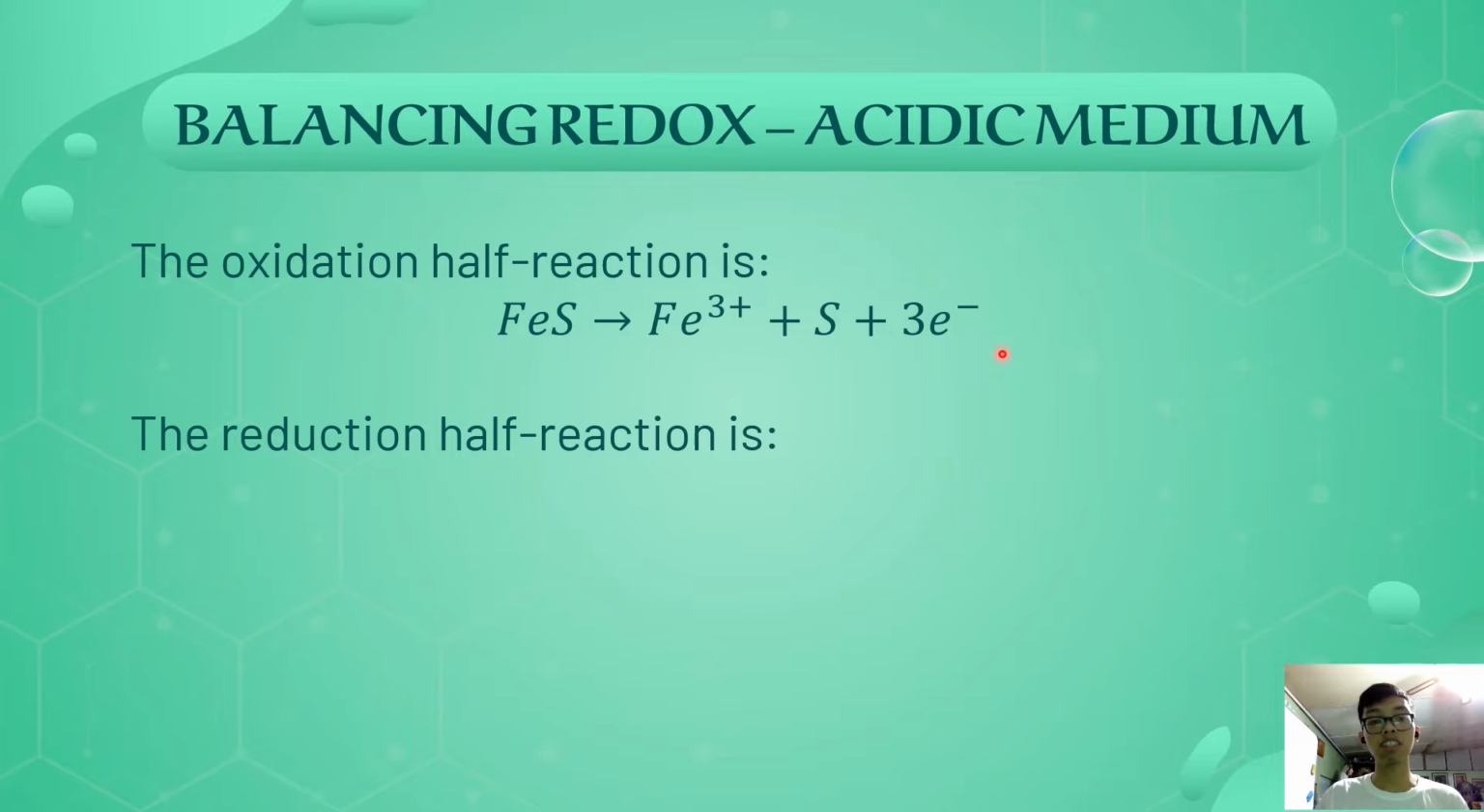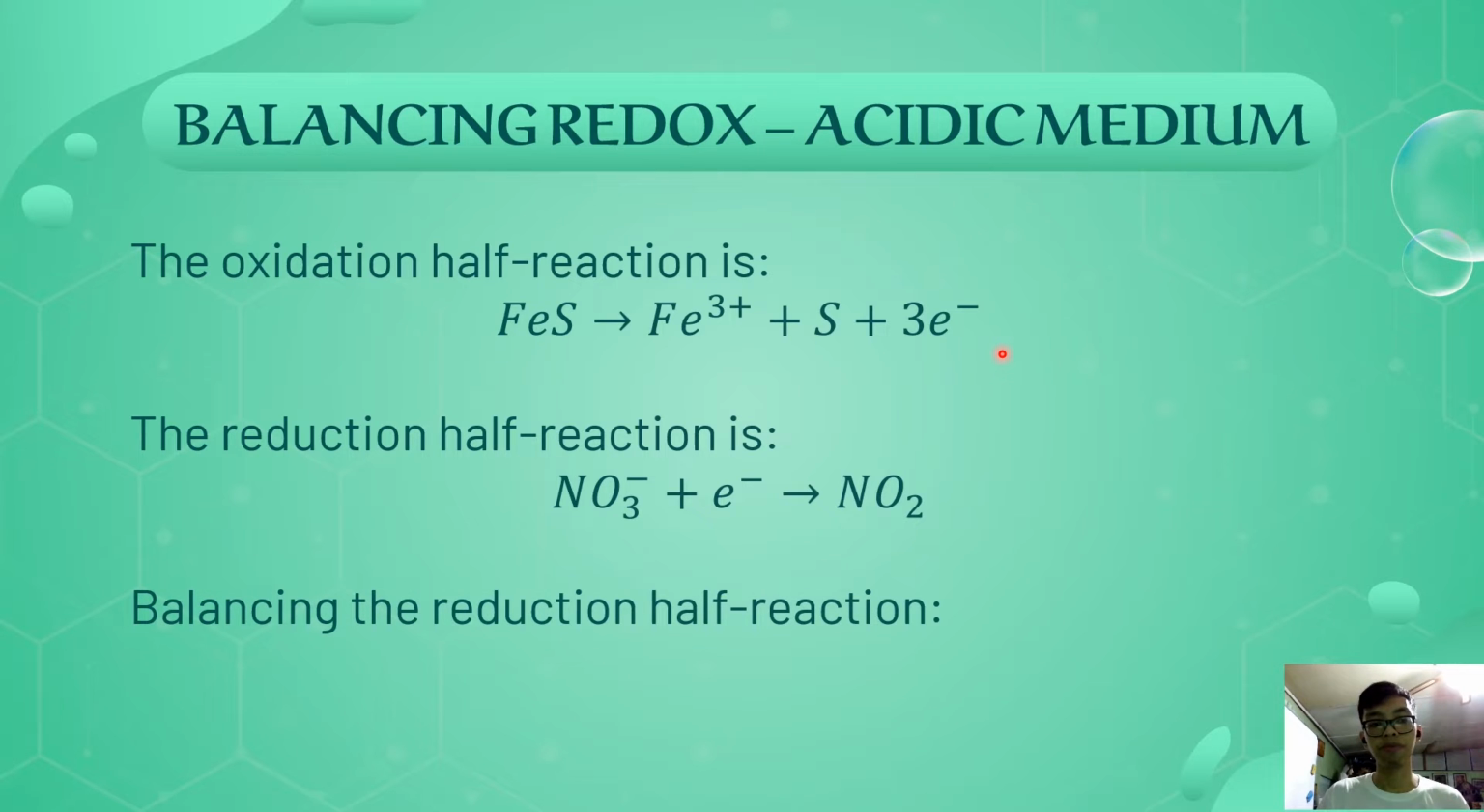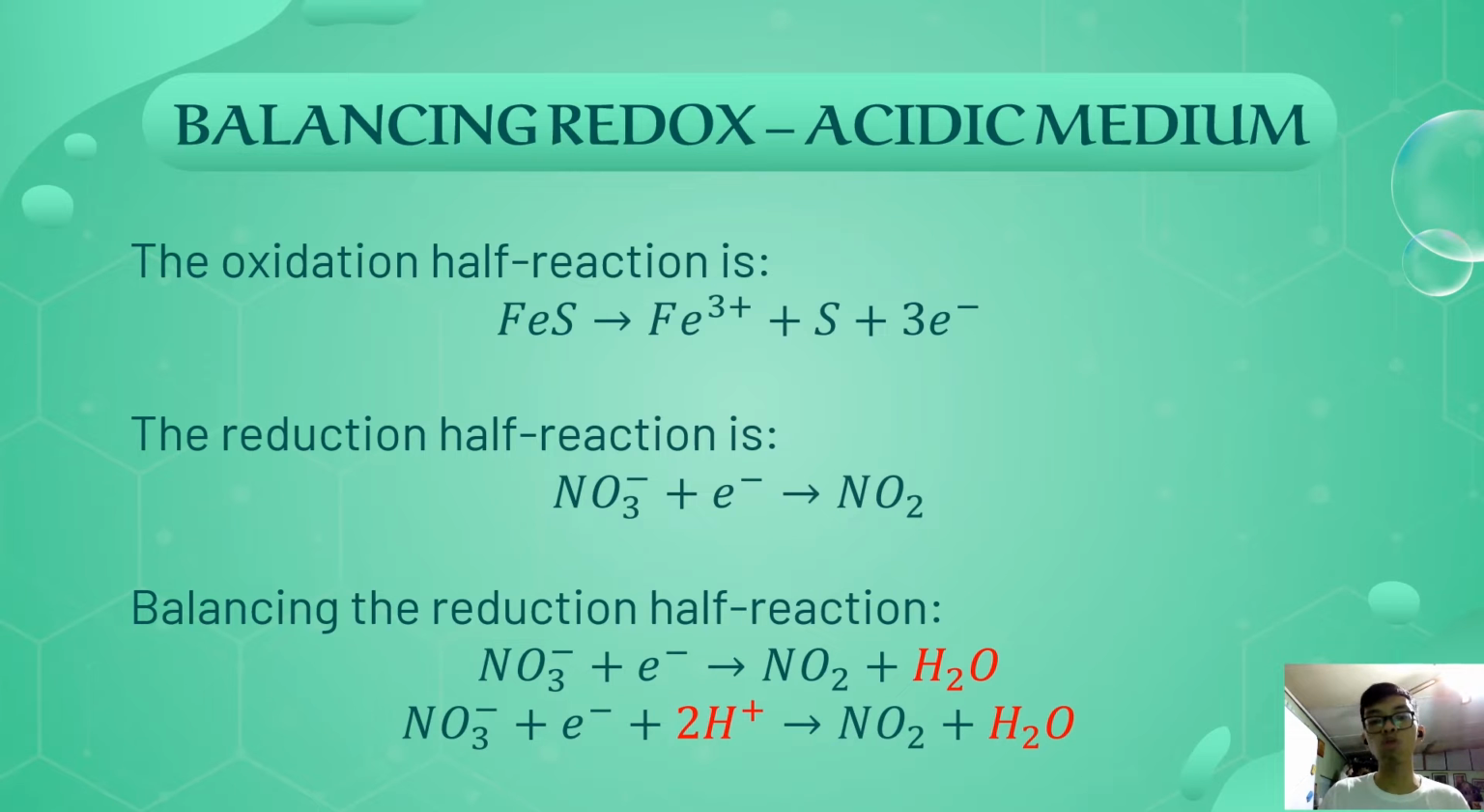Now the reduction half reaction is the NO3, wherein NO3 minus gains 1 electron to form NO2. But this is not yet balanced, so to compensate for this, we will be adding water molecules. So balancing the reduction half reaction, we added a water molecule on the right side to balance the number of oxygen atoms, and to counterbalance the addition of water, we will be adding two hydrogen ions, 2H plus.